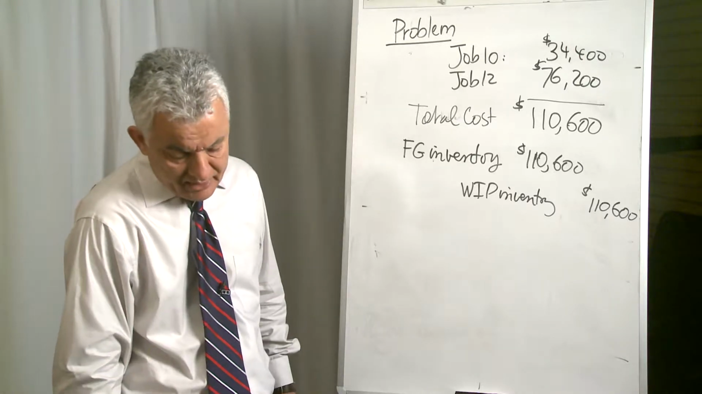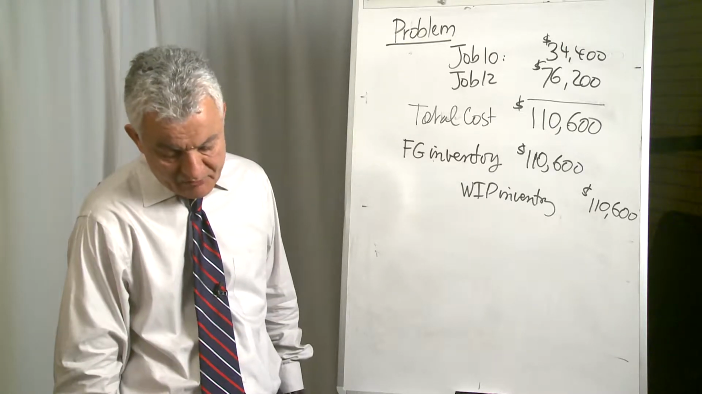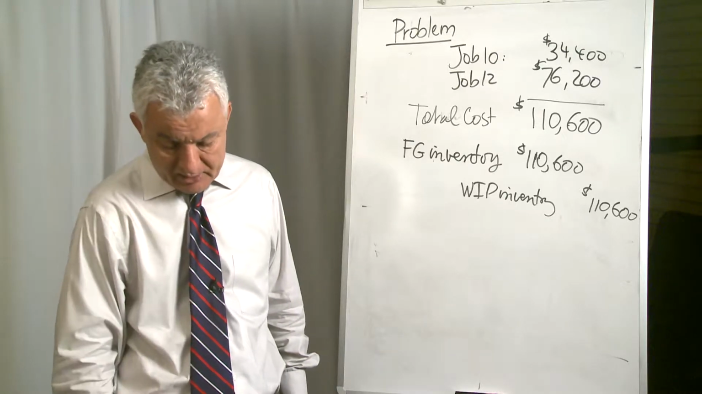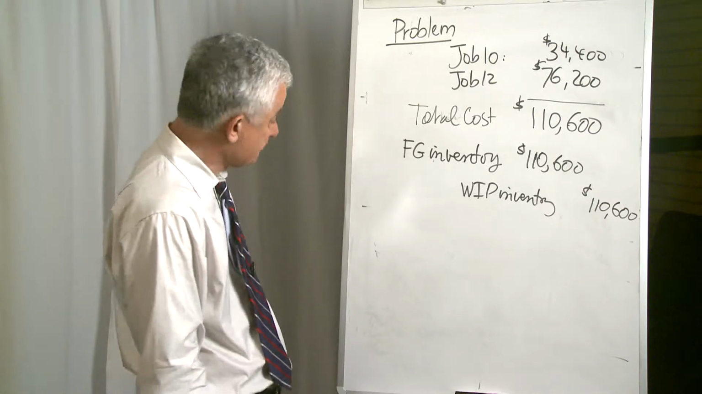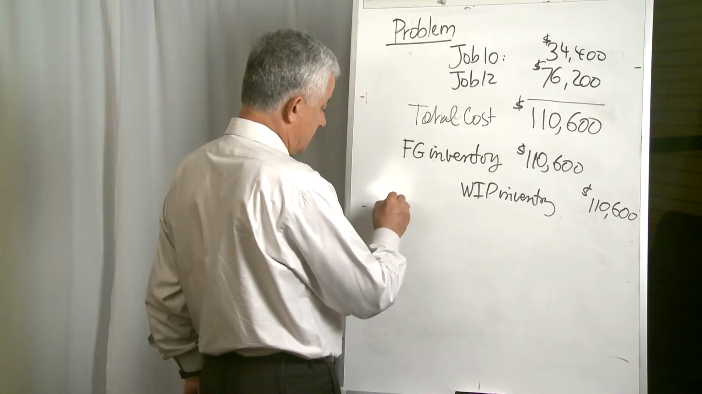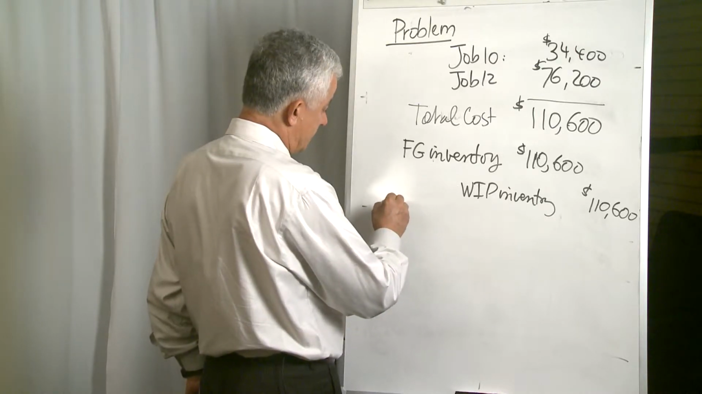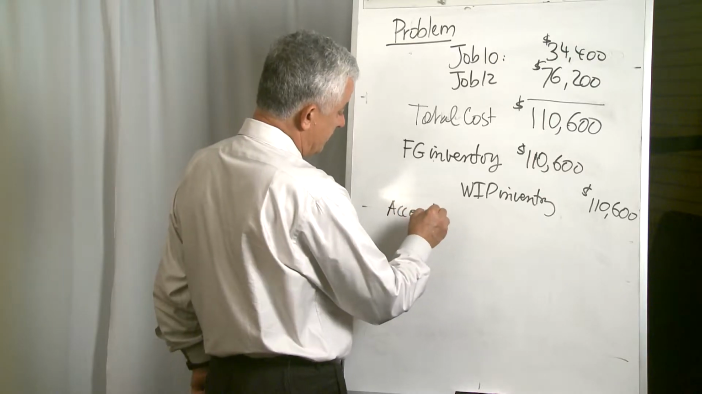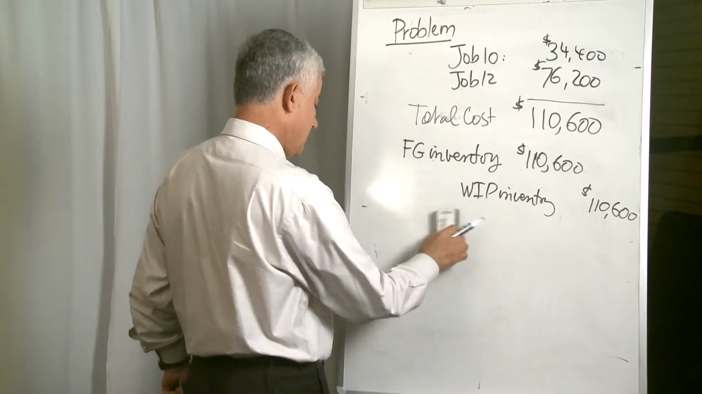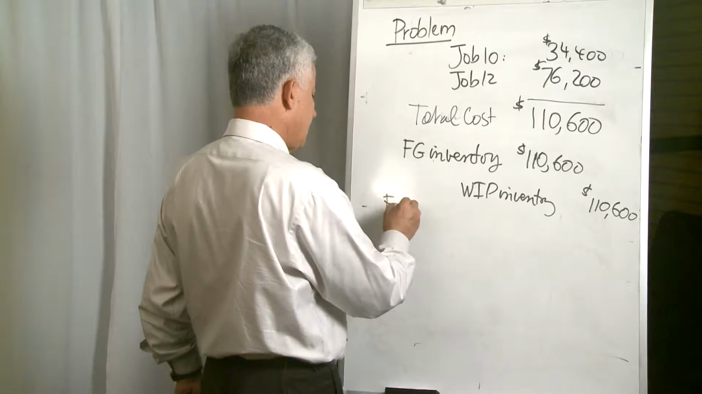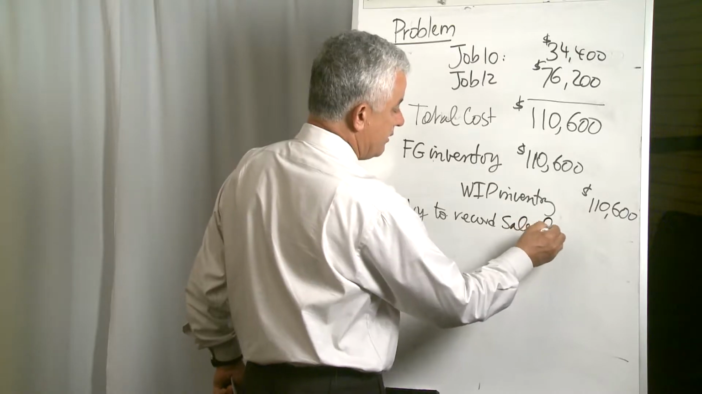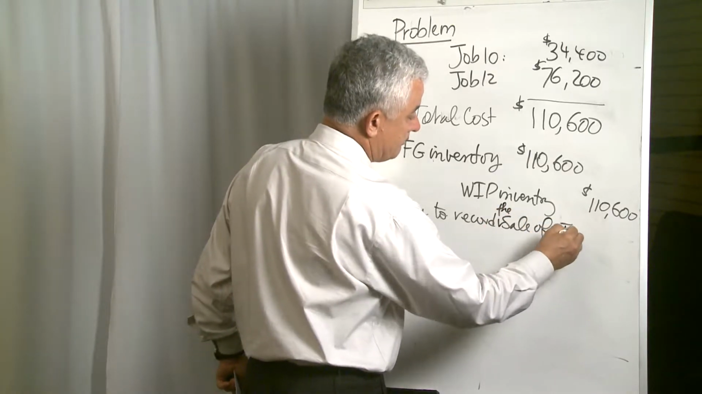Now, the following question: if job 10 was delivered to customers that paid $50,000 cash, prepare the journal entry, and what is the gross profit for job 10? First, what are the accounting entries? The entry to record the sale of job 10.